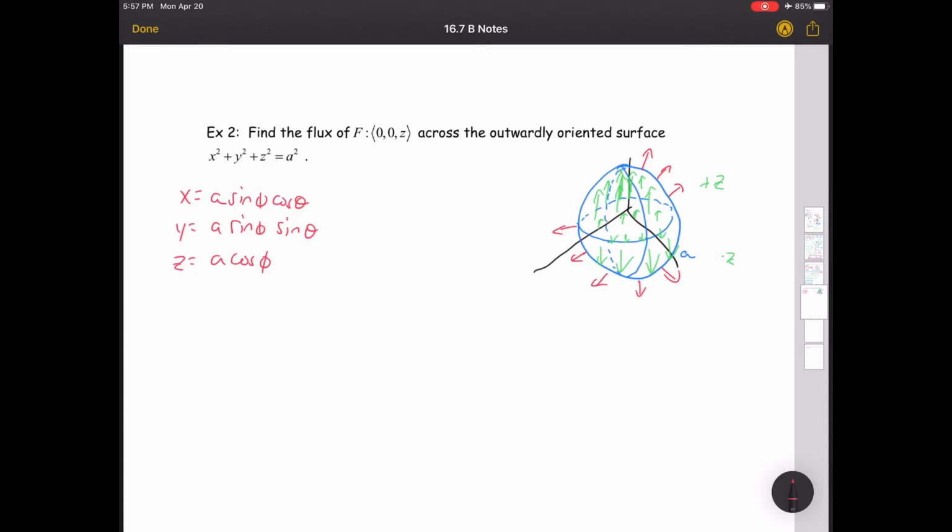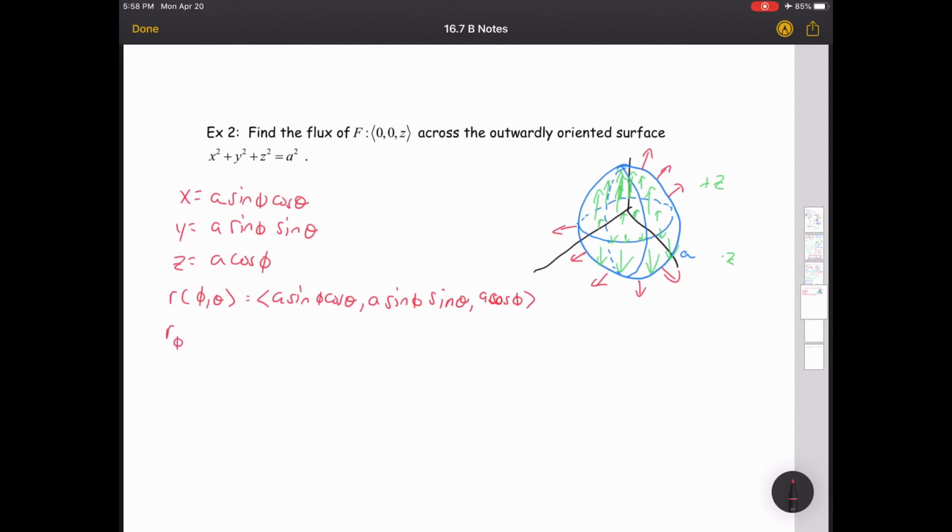All right, so that gives us our r of phi and theta, which is going to be a sine phi cosine theta, a sine phi sine theta, and a cosine phi. Okay, we're going to need the partials. This is all just to find n. We already have our parameters. We'll be able to parameterize the force when we need to do the dot product.